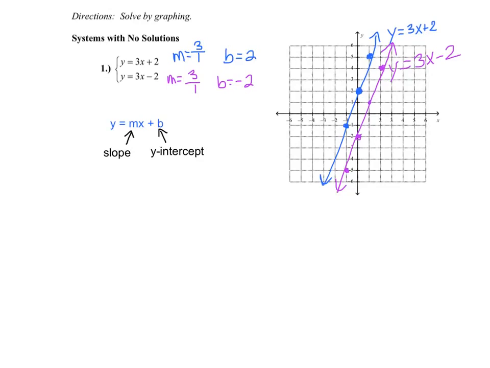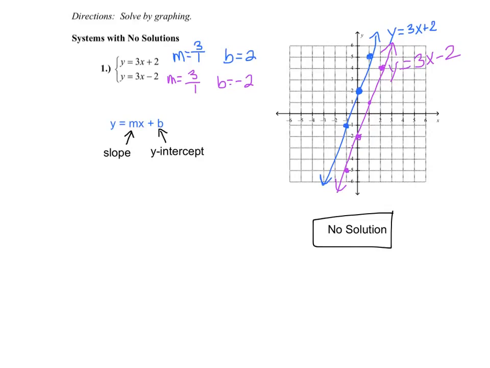Now what do we notice here? We notice the lines are parallel. They're not touching, they're not intersecting. Whenever your lines are parallel, your answer is no solution. So there is no solution to this system of equations.